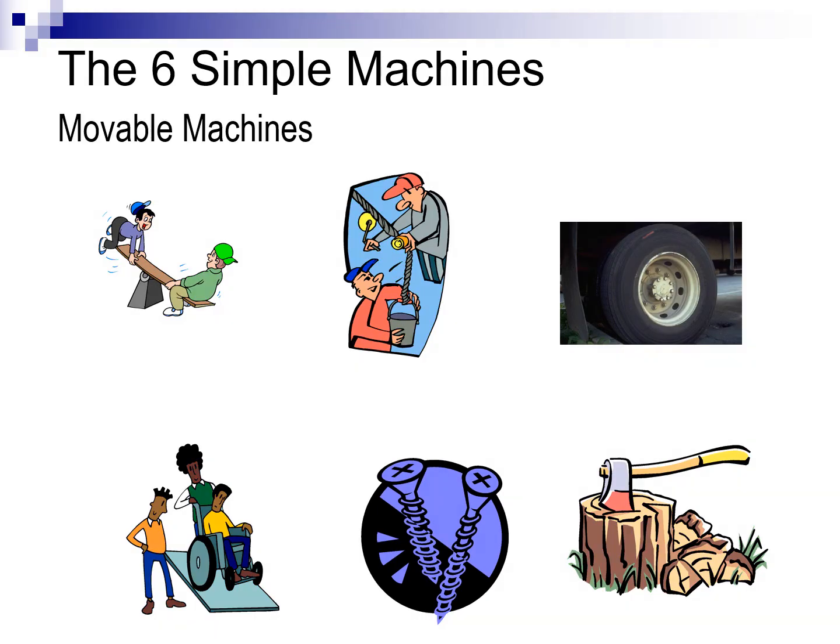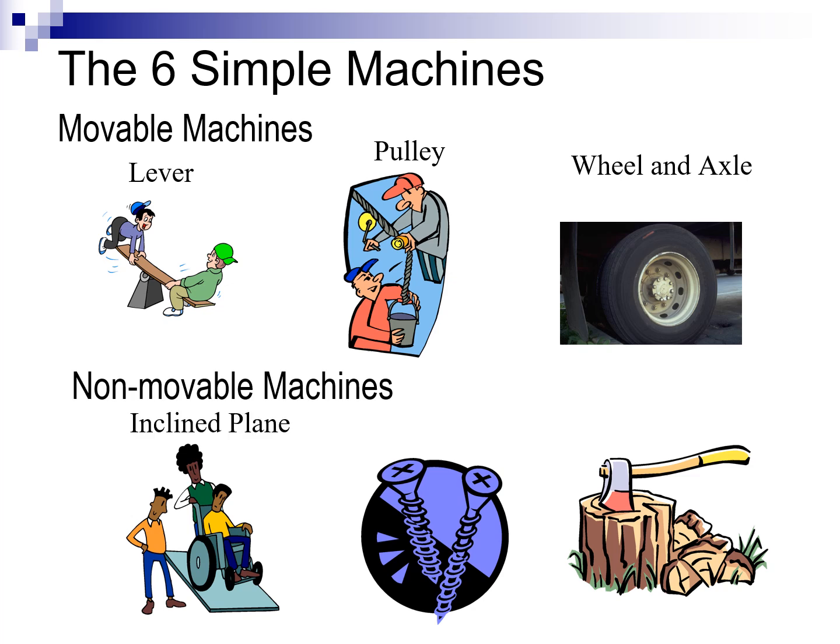This is part 2 of our lesson on simple machines. Today we're going to be focusing on non-movable machines. So we'll be looking at inclined planes, screws, and also a wedge.